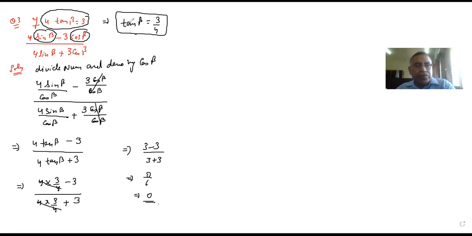Suppose in place of tan, there is a cot. Then under those circumstances, I will divide numerator and denominator by sine, because sine goes with sine, and cos over sine is cot. Clear? So if the value of cot is given to you, in place of division by cos beta, you will divide it by sine beta. Just note it down, then we'll move to the next question. So there are two questions, one with tan and second with cot.